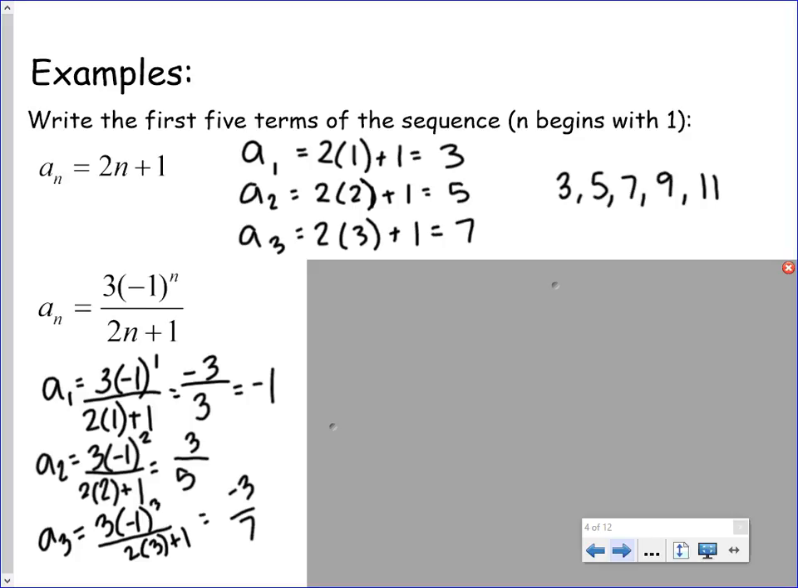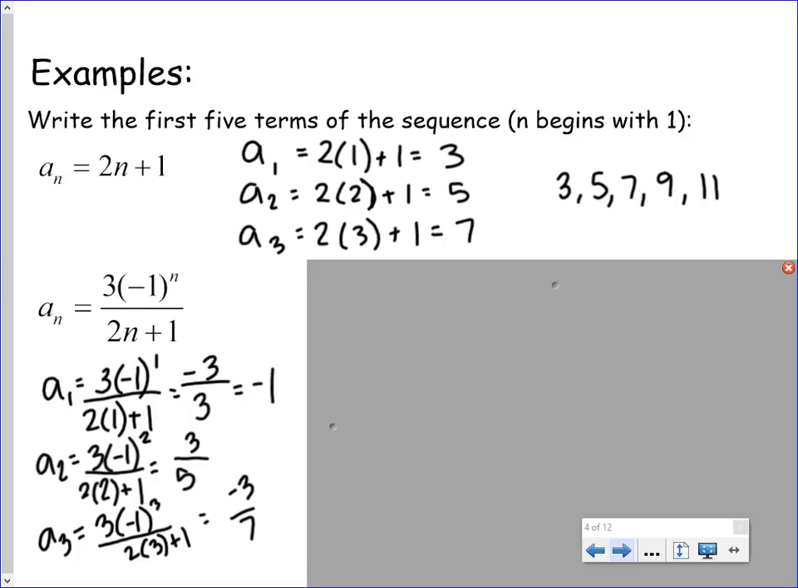Anybody want to, without maybe working it out, tell me what my next term is going to be? -3 over 3, which is technically -1. 3 over 5, -3 over 7, 3 over 9. If you pay attention to the denominators here, 3, 5, 7, the next denominator is going to be 9. It's the same sequence we had before, 2n plus 1. And then your numerators, what's happening to that 3 in the numerator?